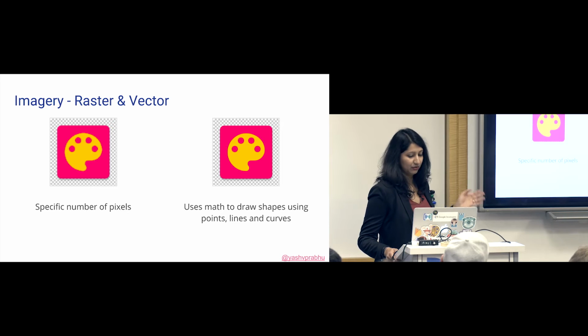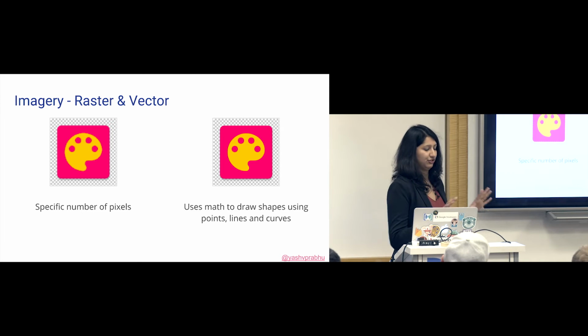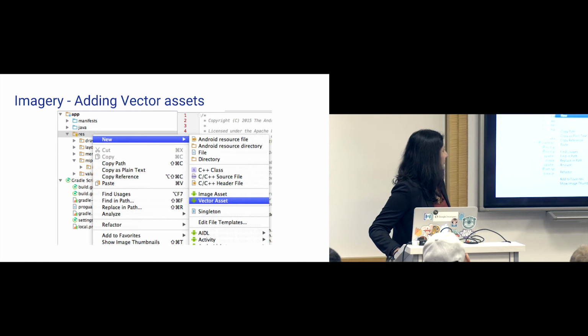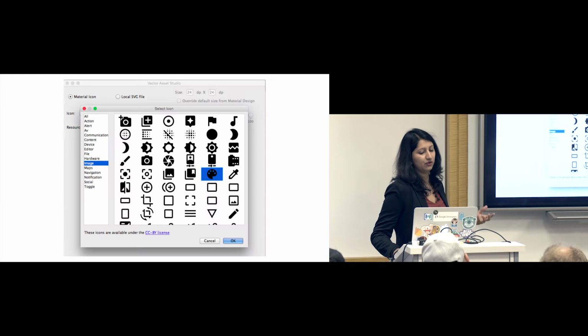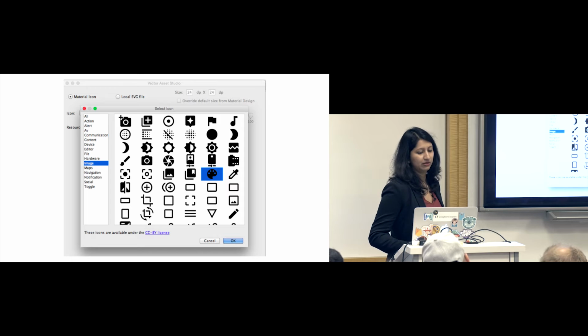Now, you can do that, but a better way of doing this is using vector images. And that basically uses math to draw all these shapes using points, lines, and curves. So we'll see how we can do that. If you want to create a vector asset, you can just go into your resource folder, say new vector asset, and it gives you an option to choose one from the material icon library, or you can create a local SVG file here.